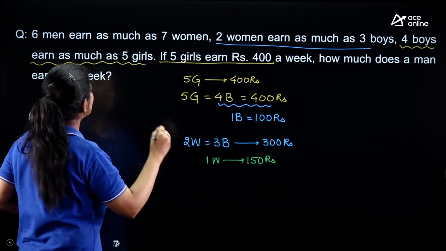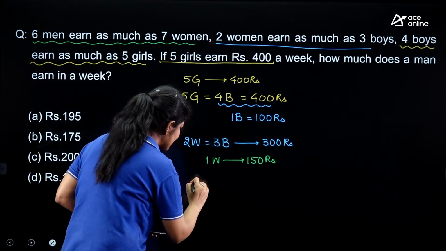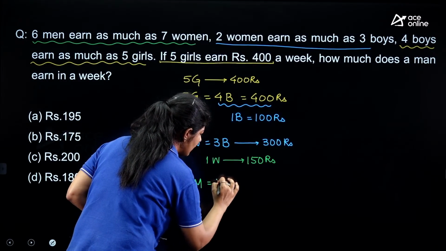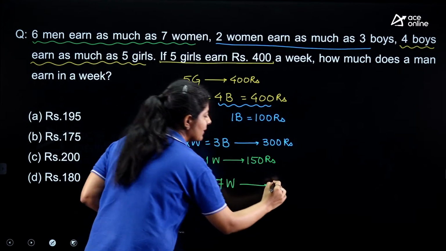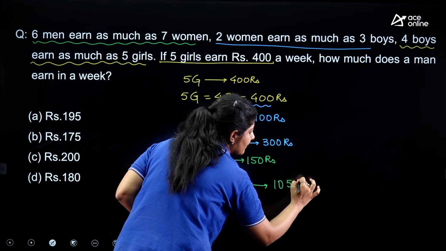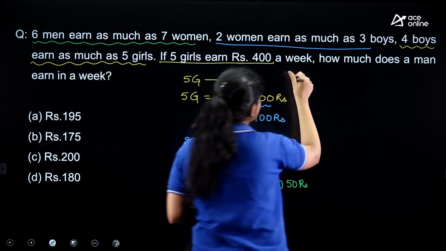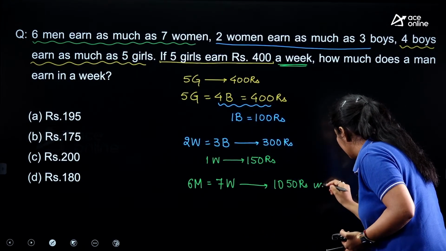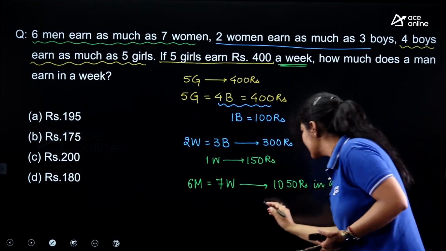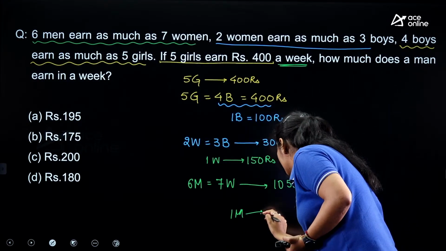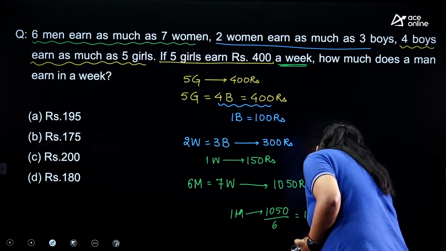And there's one more statement given over here, that 6 men earn as much as 7 women. That means 6 men are earning equal to 7 women. And if 1 woman is earning 150 rupees, that means 7 women are earning 1050 rupees, right? If 6 men are earning 1050 rupees in a week, here the whole calculation we are doing in a week. So can we calculate the earning of a single man in a week? Yes. If we want to find out the earning of one man, we only need to divide it by 6. And here we will get our answer as 175 rupees.